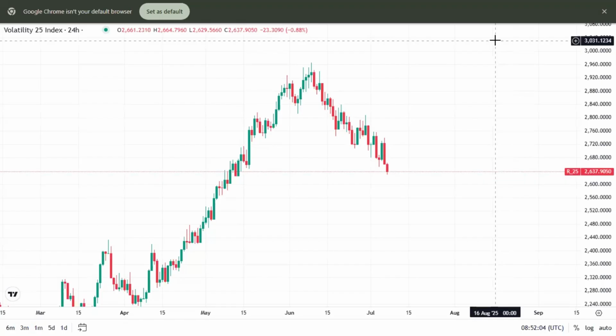So let us go into the analysis of the trade. This is derivative, this is synthetic indices, and this is the Volatility 25 Index, and these pairs trade at the weekend. So I dropped a signal with my student, and they took the trade and flipped $7 to $125. Now you are going to see the reason why I posted the trade, the analysis.